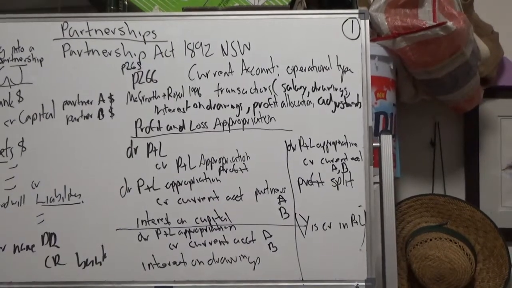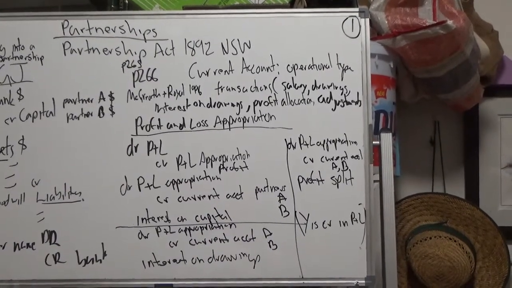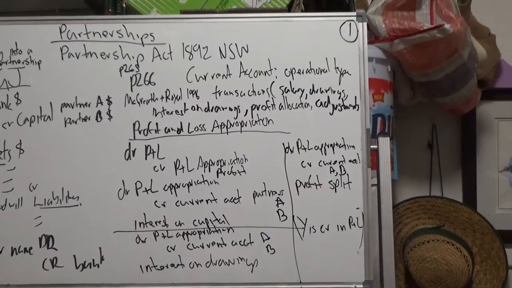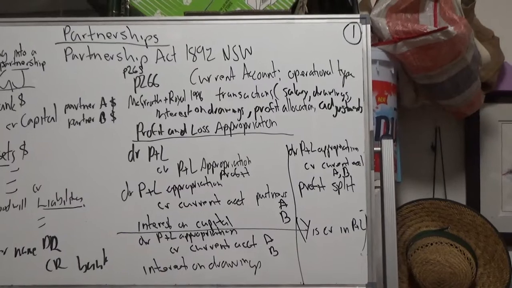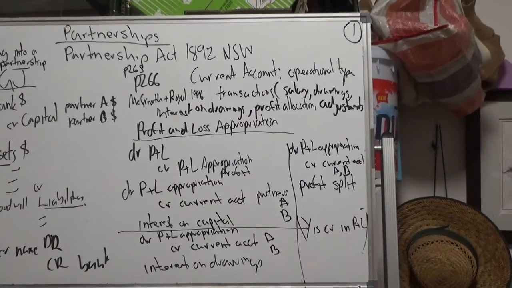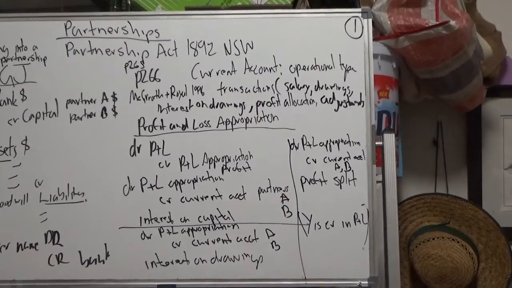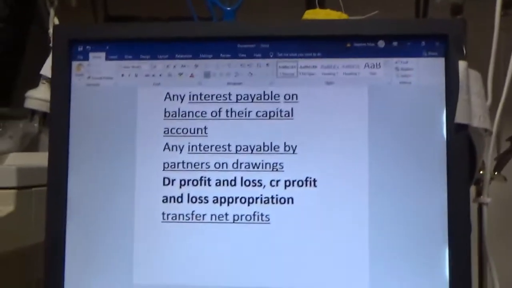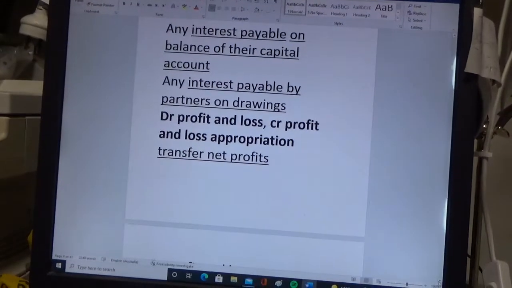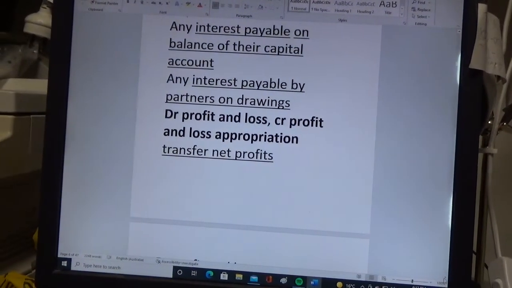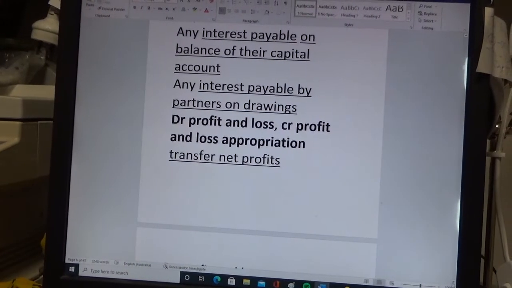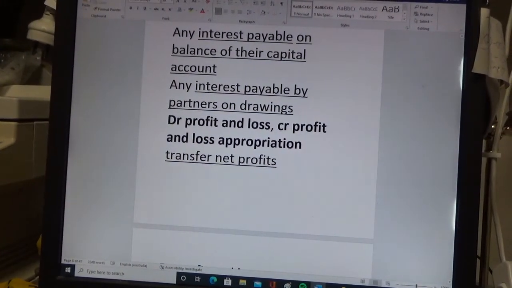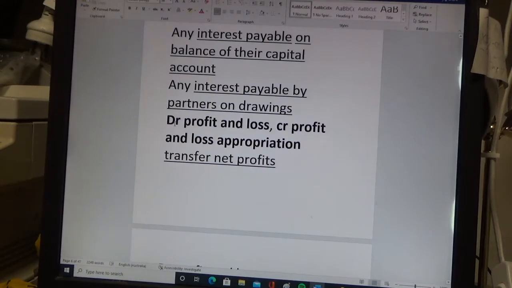And in companies, income is a credit in the P&L. So in partnerships, you can see that profit income is a credit item. So back to the PC. So we've introduced profit and loss appropriation. So you transfer net profits with that entry, that debit, that credit.